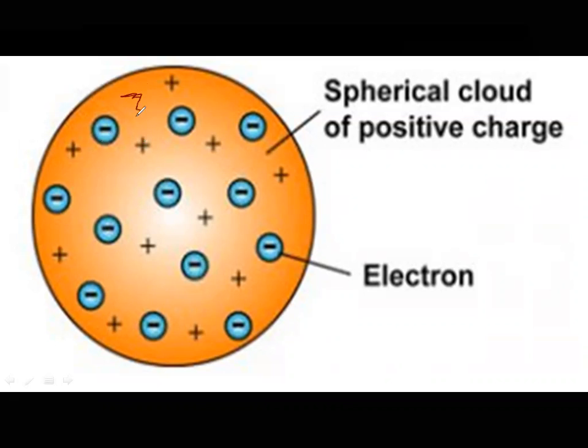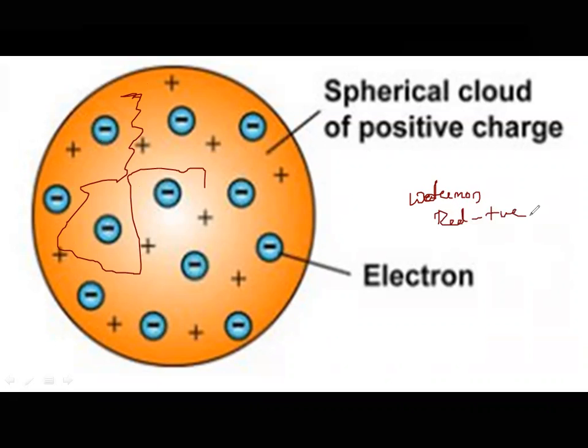This entire thing is positive charge, just like your watermelon. Yes, the red part of the watermelon is positive charge. He said it is distributed uniformly. The positive charge is distributed uniformly throughout the sphere, approximately, he mentioned the diameter, say 10 raised to minus 10 meters.